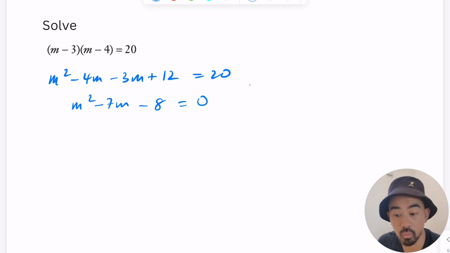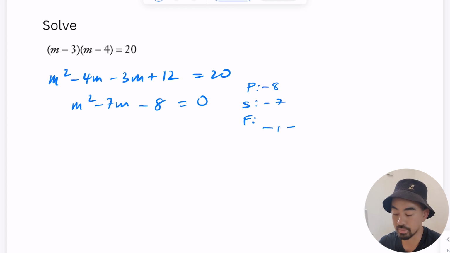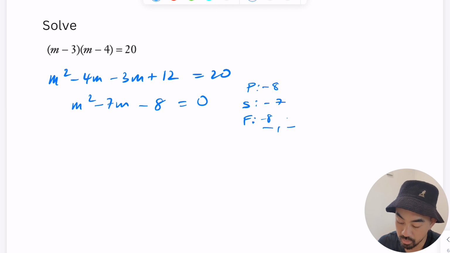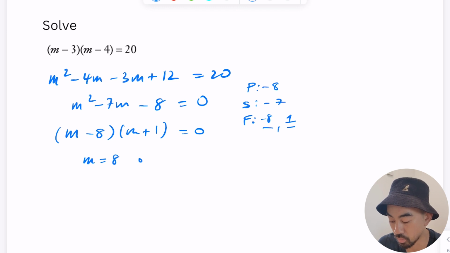And now we're where we want to be. So we can PSF it. The product is minus 8. The sum is minus 7. Okay, so two numbers that multiply to give minus 8, add to give minus 7. I think that's minus 8 and positive 1. So m minus 8, m plus 1 is equal to 0, m is equal to 8 or minus 1.